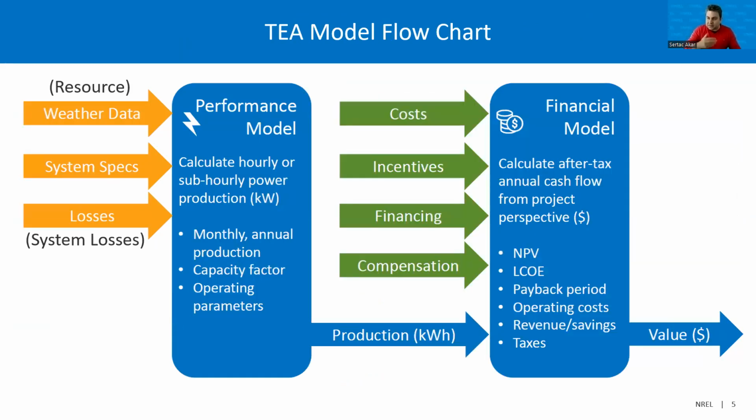So having said that, this is the basic TEA flow chart that NREL's System Advisor Model is using. As you can see here, we have the weather data, because this is the resource in terms of solar DNI for solar PV and CSP plants. In our case, in geothermal, this is the resource. We can replace this with that. Then system specs, the resource data, and system losses come to the first box, which is the performance modeling.